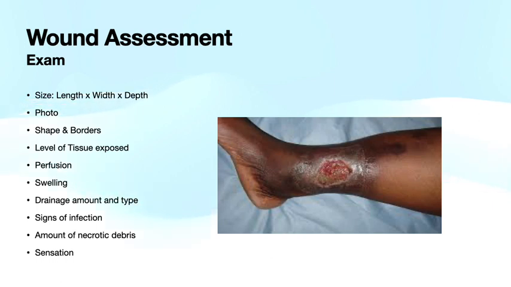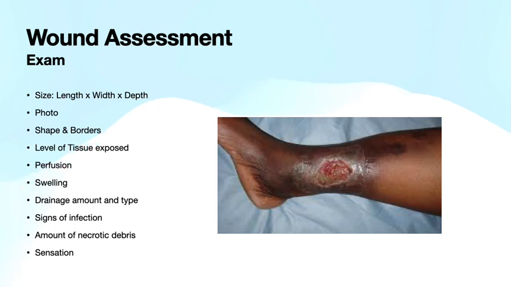Swelling, it's good to get a note of how much swelling there is, as this is often a reason that leg wounds take much longer to heal than, say, if the wound was on the arm. Next is drainage amount and type. And as I mentioned earlier, this is very important for determining what kind of dressing you're going to apply on this wound.